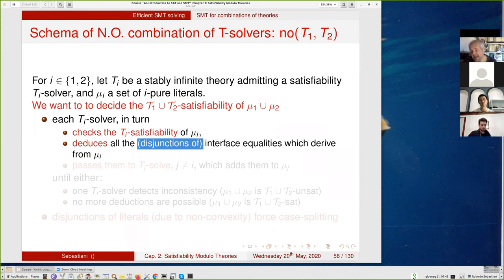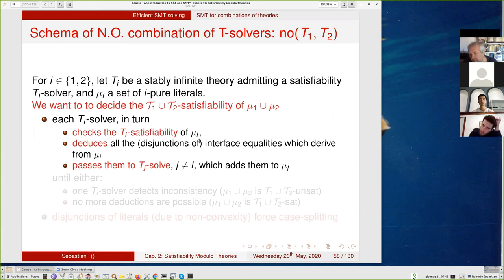So I say, I'm the UF solver, and the UF is convex. I say, look, this set of literals you gave me is satisfiable, but as a consequence, variable X must be equal to variable Y. You have to pass this information to the array solver because we want the array solver to find models only such that the value of X is equal to the value of Y. So you add this new equality to the other solver, which solves that.